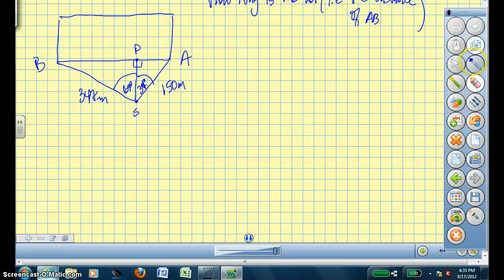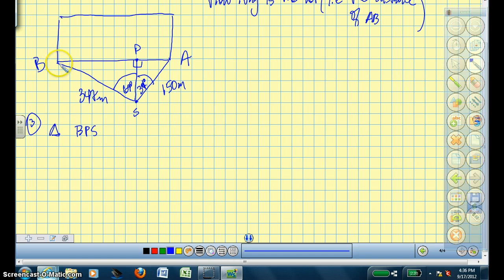Now, if you want to say that this is the third calculation we're making, I want to look at triangle BPS. So here's BPS, this triangle. It's the left right triangle now. We can use the Pythagorean theorem. So the length of BS squared is equal to PS squared plus BP squared. Let's fill in some of the numbers.